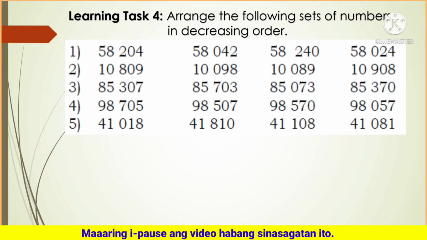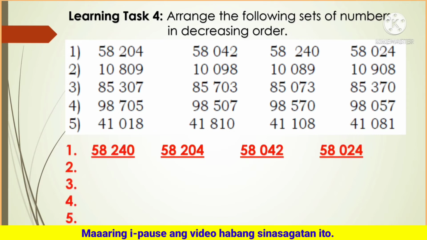Learning task 4. Arrange the following sets of numbers in decreasing order. So, dito naman ay kailangan mo lang iayos mula sa pinakamalaki hanggang sa pinakamaliit. So, sinagutan ko na rin ang number 1. So, gawin mo na lang ang mga kasunod na bilang.